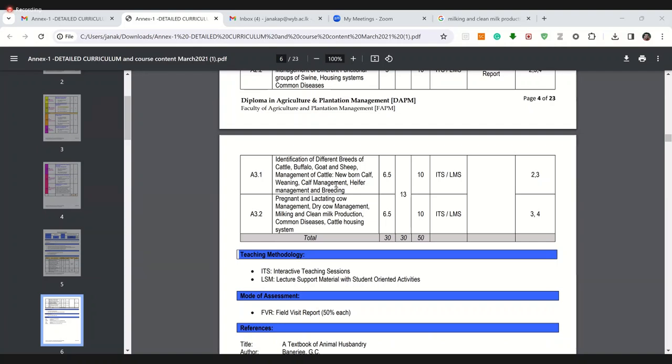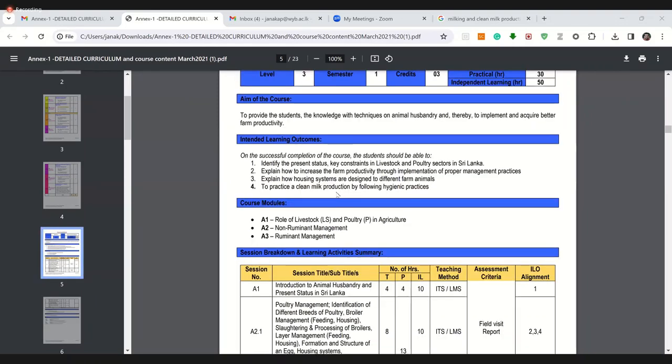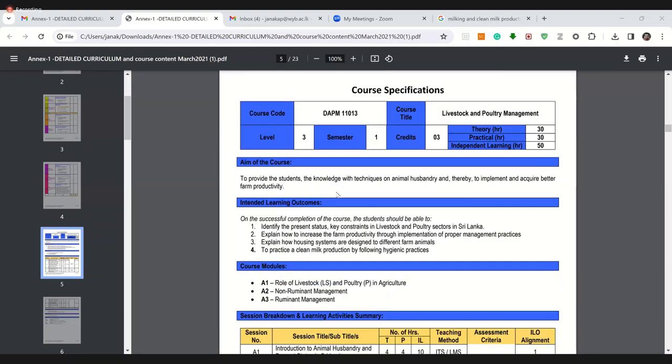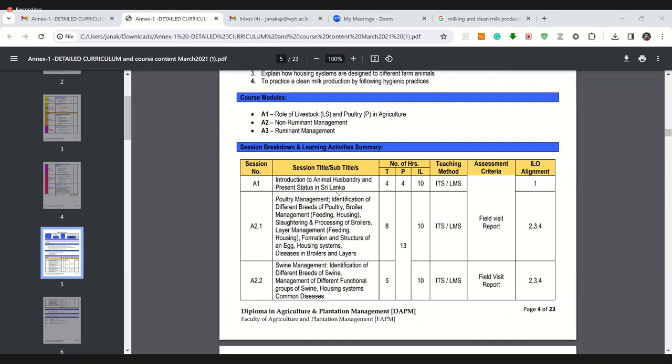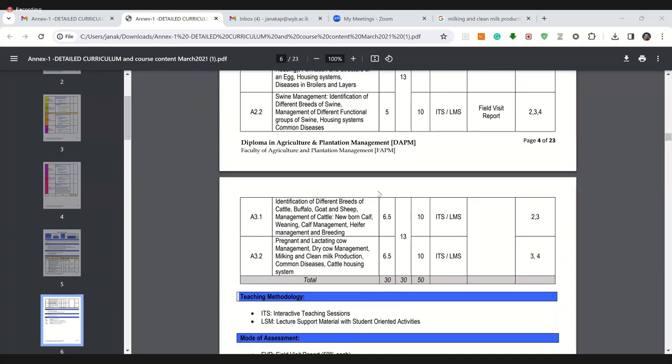Right? So I think you can see the screen now regarding what we discussed last time. This is the module under the category A3, ruminant management. So last week we discussed identification of different breeds of cattle, buffalo, goat, and sheep, and what a ruminant animal is. What are the basic characteristics to classify an animal as a ruminant animal, and how it is different from a non-ruminant animal? What are the basic differences and characteristics?